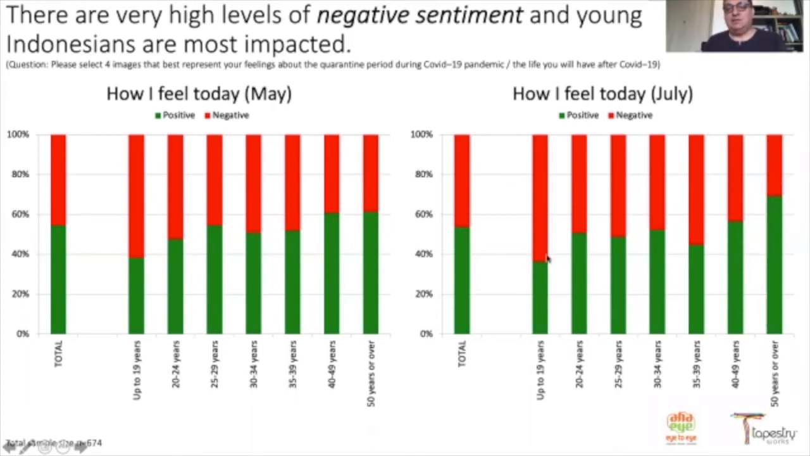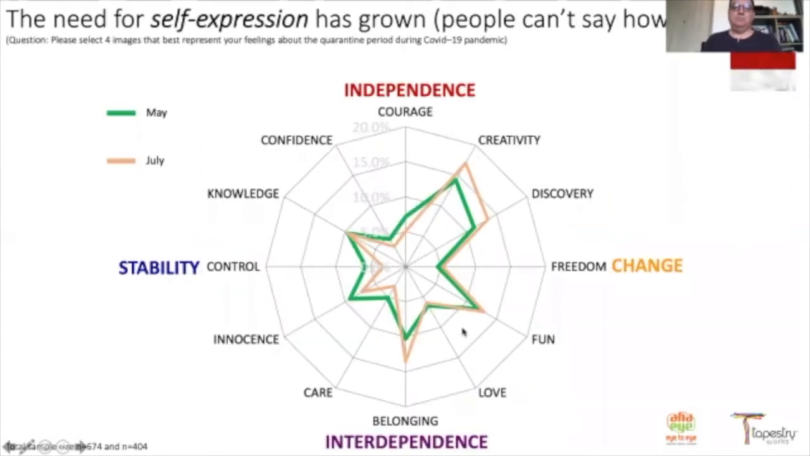What is even a little bit more disturbing is that the youngest people are those that are the most seriously impacted by the pandemic. And I've seen that replicated in other countries as well. But that's the quantity of positive and negative sentiment. What about the quality of those sentiments?